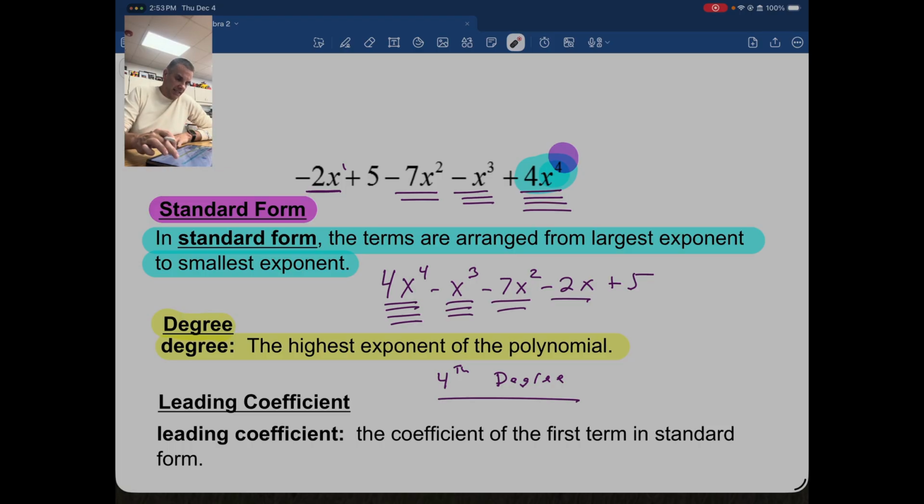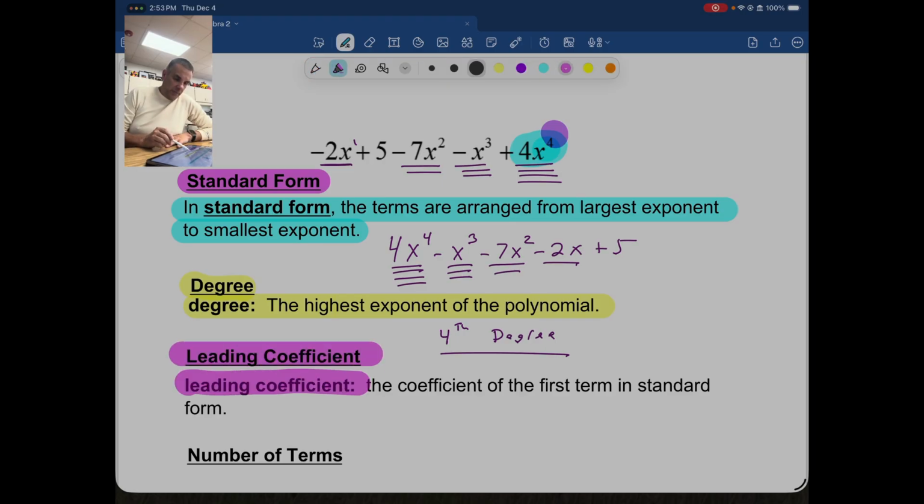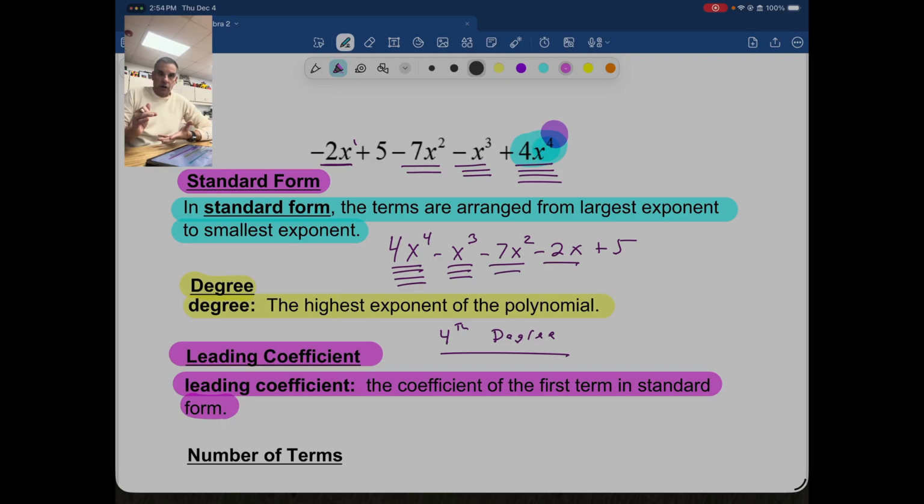The next thing on this slide talks about, okay, well, what's the leading coefficient? Well, the leading coefficient, by definition, is the coefficient of the first term in standard form. Well, coefficient is just a mathematical fancy word for number. So it's just the number that's out front of your first term when it's in standard form. So in this case, it's also 4, because 4 is the number of my first term. So that's what we call the leading coefficient.